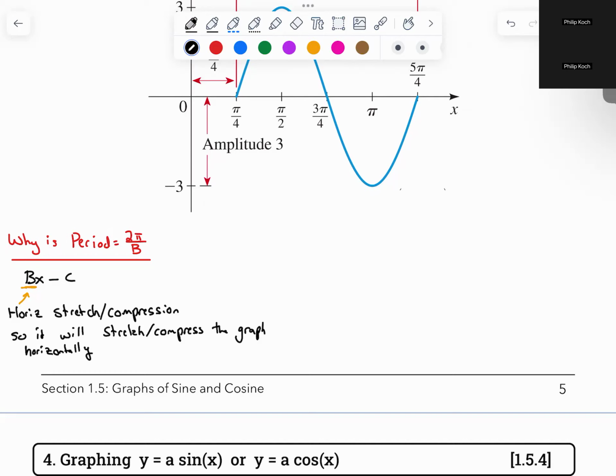Now, one thing to know is that if b is greater than 1, so you don't have to memorize this. If you memorize the other formulas, then it kind of falls out nicely. But if b is greater than 1, it's going to shrink it. And if b is between 0 and 1, it's going to stretch. I meant to write compress, not shrink. I disagree with the terminology of shrink.